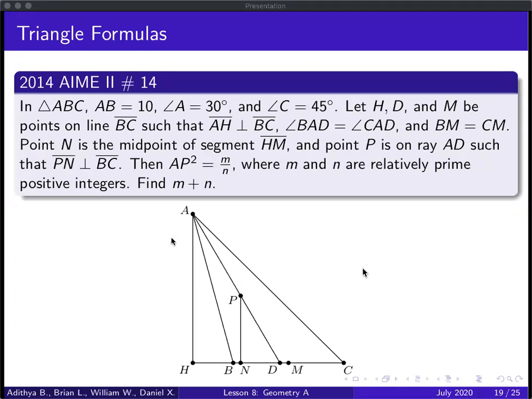Okay, so this is our first AMC problem. And I'll give you a bit of time to process this diagram. There are quite a few points. So try to get the diagram down too.